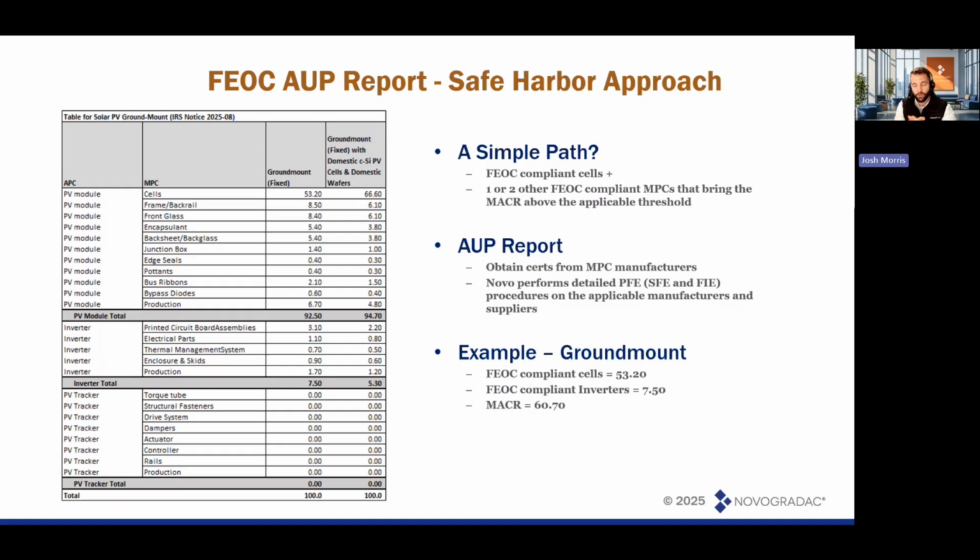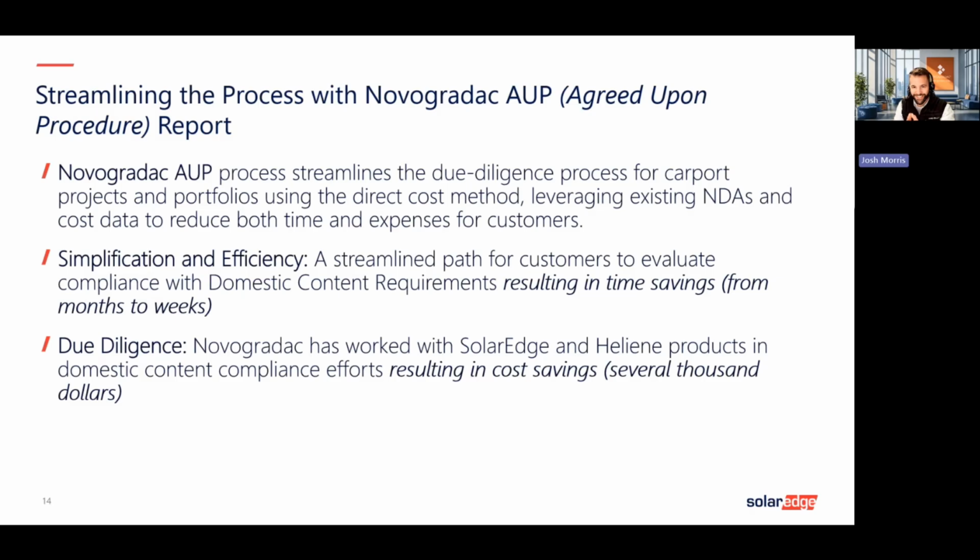And as a result of performing those procedures, the report would identify the findings that we work through that analysis. That report can then be relied upon by yourself and your taxpayer as you think about and reach your own conclusions about the FEOC restrictions for a project. Okay, so let's go to the next slide, Kleber. And so by utilizing Novogradac for this agreed upon procedure report, it streamlines the process. You know, as far as the direct cost approach for domestic content, it's complicated.